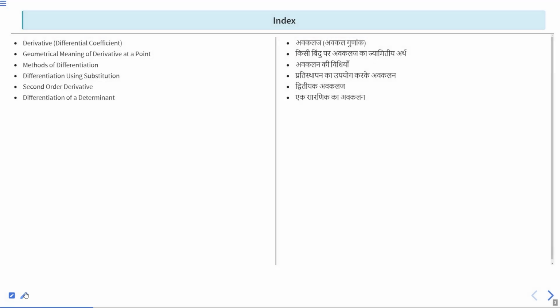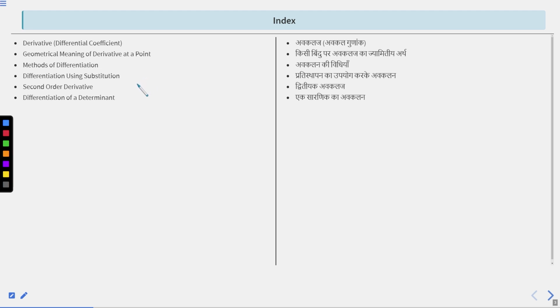The topics we will see in this chapter are: first, we will see what is derivative and what is differential coefficients, right? After that, we will see what is the geometrical meaning of derivative at a point, like what is the meaning of dy by dx, dx by dy, right? After that, we will move to the different methods of differentiation, like sum rule, product rule, quotient rule, etc.